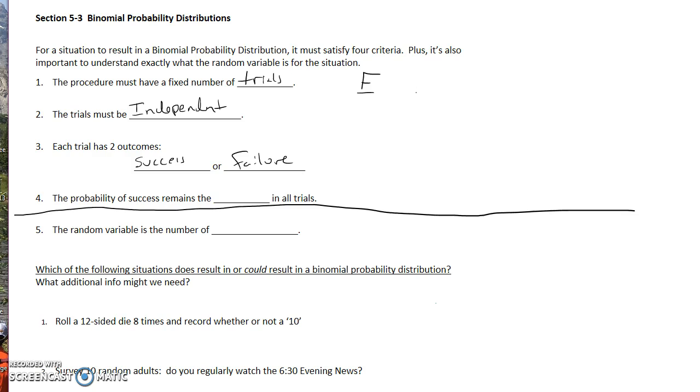Finally, I quit with my letters. So independent, we're going to put I. Two outcomes, we're going to put T. And the probability of success must remain the same. So same probability each time. A nice way to remember this is FITS: Fixed trials, independent, two outcomes, same probability each time. We're going to define the random variable x as the number of successes.